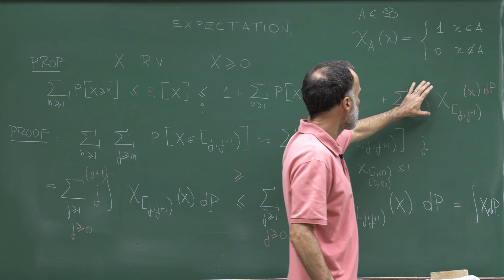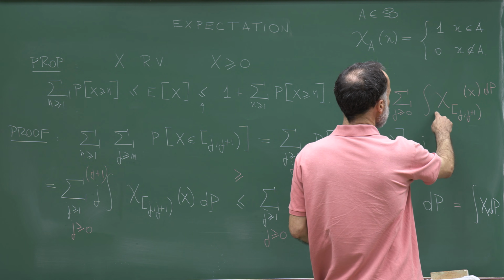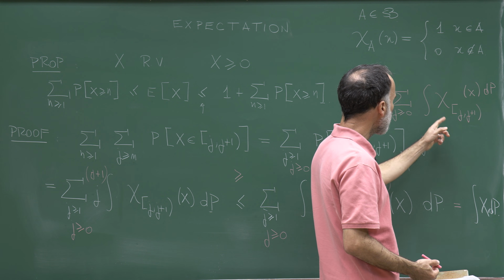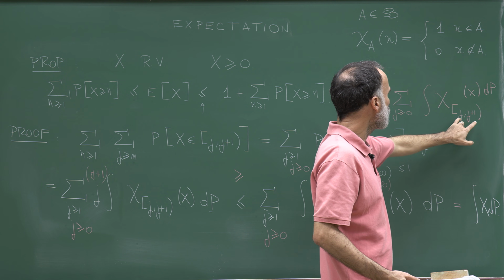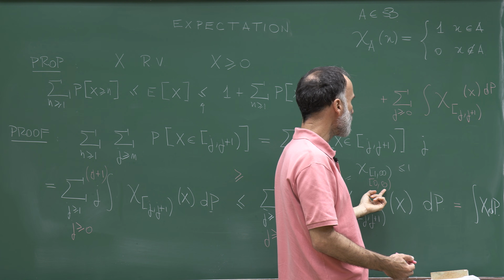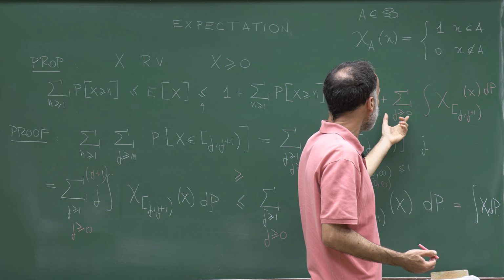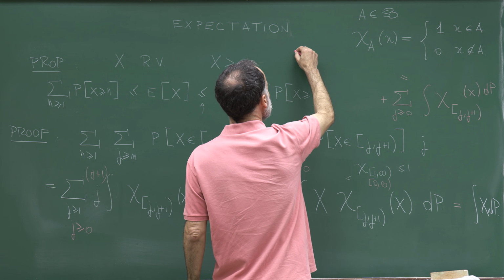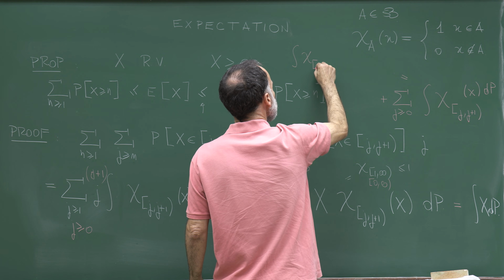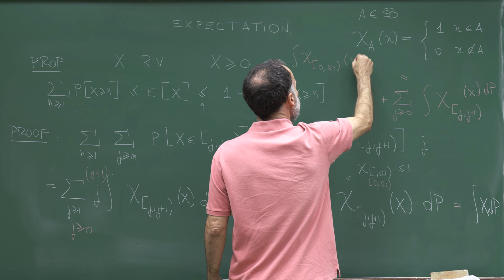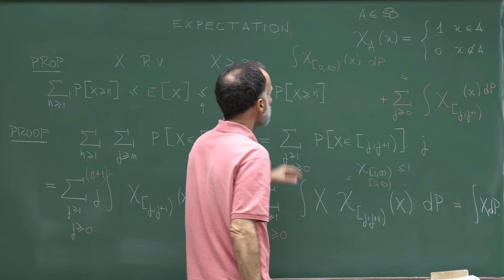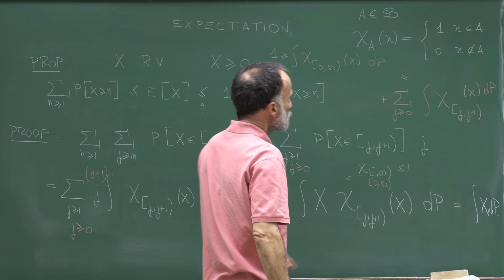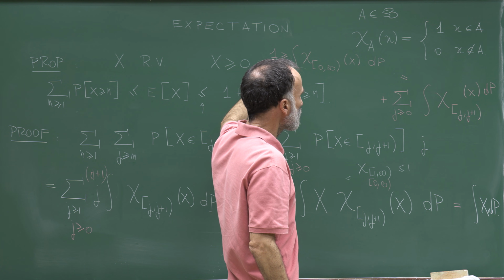So let me consider first the first one. Again, I can place the sum inside because everything is non-negative, and once I have the sum inside, I can use again the fact that the union of these intervals gives me the interval 0 infinity. Therefore I can write that this is equal to the indicator function of 0 infinity of x dp. Now the indicator function is always bounded by 1, so this is bounded by 1. So the extra term we proved is bounded by 1.